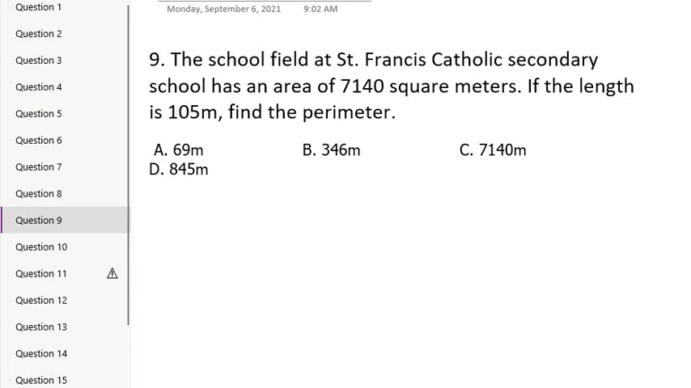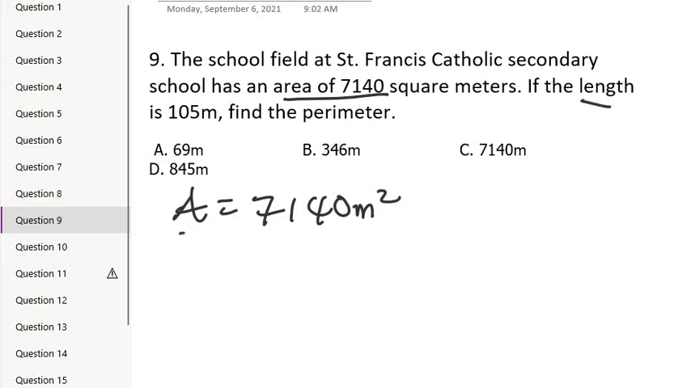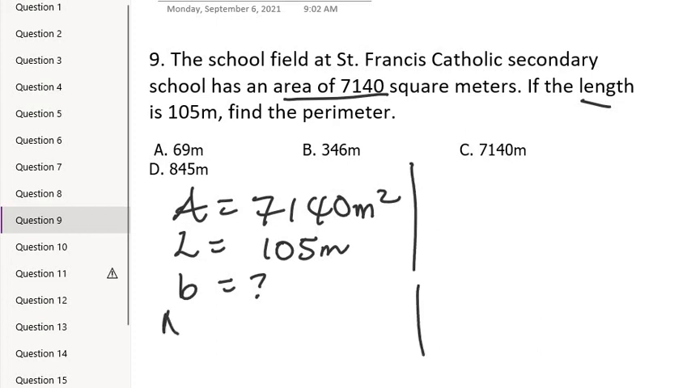Area, which is A, look at it here. So area equals 7,140 meters squared. The length was given as 105 meters, but then the breadth was not given. Remember, area equals length times breadth. With this information, I can get the breadth.